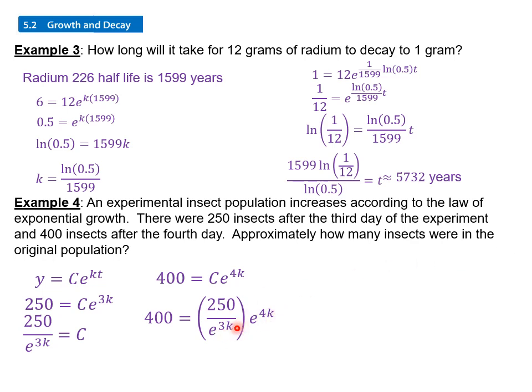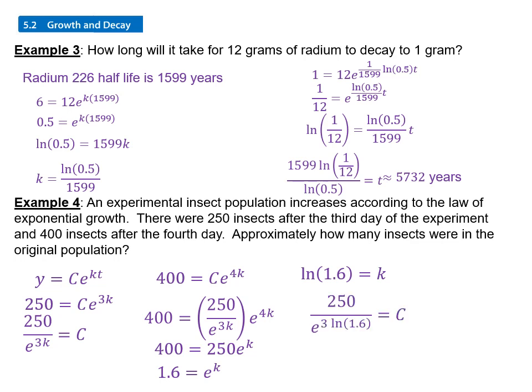These two have the same base. When we divide, we would subtract, so that would be 250 e to the k. So 1.6, because that's 400 divided by 250, equals e to the k. So natural log of 1.6 equals k. Figure out c. So we plug that in, e to the 3k. So 250 divided by e to the 3 natural log of 1.6. That gets us about 61 insects.